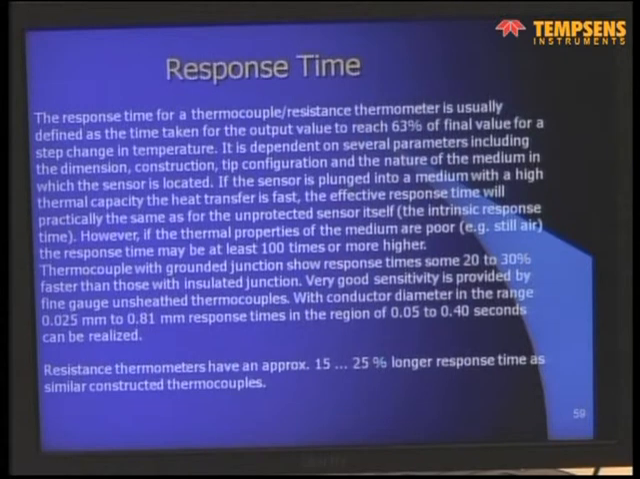The response time. Response time is always a good idea to have a look at. The response time is a direct function of the mass. Yes, obviously. To heat up 1 kilogram takes more time than to heat up 100 grams to the same temperature. Everybody knows it from their own experience. Yes, 2 liters of water on your oven takes a longer time than 1 liter, obviously. So grounded thermocouples are 20 to 30% faster in the response time.